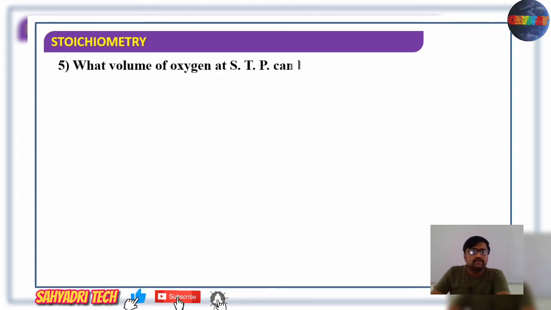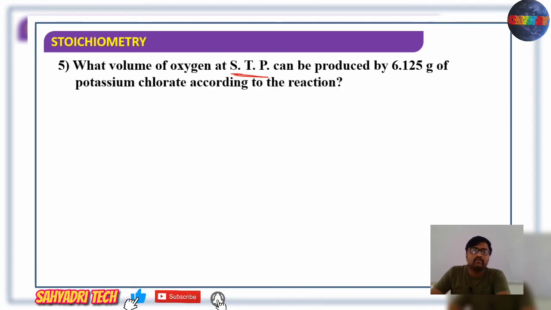The next one: what volume of oxygen at STP? So they are specifying volume of gases at STP. We know all gases occupy 22.4 liters of volume at STP, right? So that is to be remembered here. What volume of oxygen at STP can be produced by 6.125 gram of potassium chlorate according to the reaction?